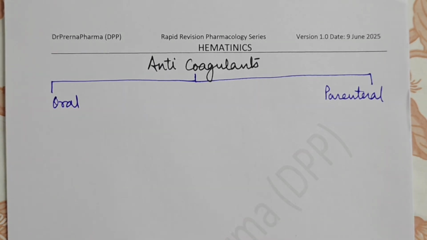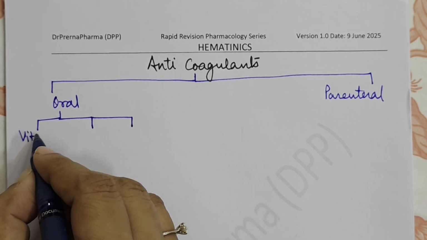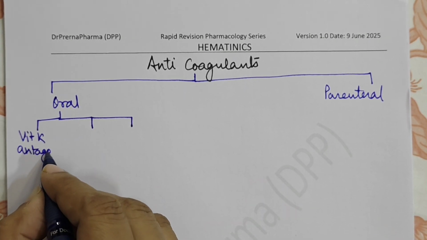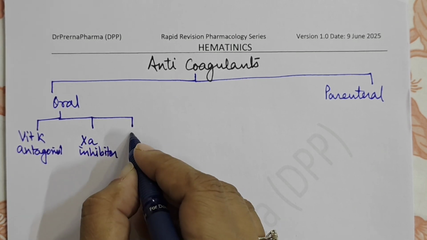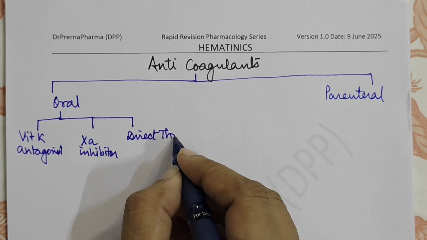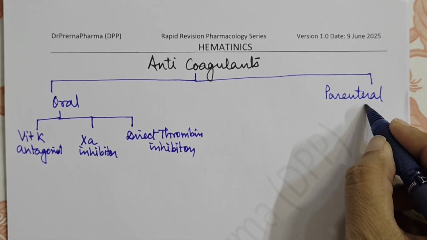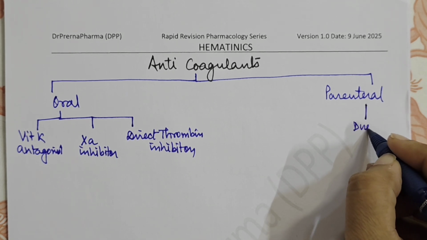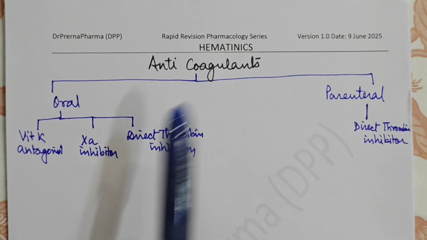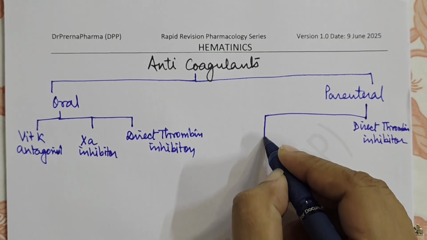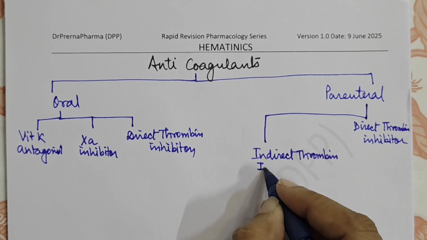Okay. Now oral drugs में क्या क्या आते हैं? They are again divided into 3 categories. Okay. सबसे पहले होते हैं vitamin K antagonist. Second category होती है 10A inhibitors. Okay. And third category होती है direct thrombin inhibitors. Okay. Parenteral में हमारे पास क्या क्या categories आती हैं? Parenteral में हमारे पास होती है direct thrombin inhibitors. Okay. Now see, here they are oral, these are parenteral, and then we have indirect thrombin inhibitors.